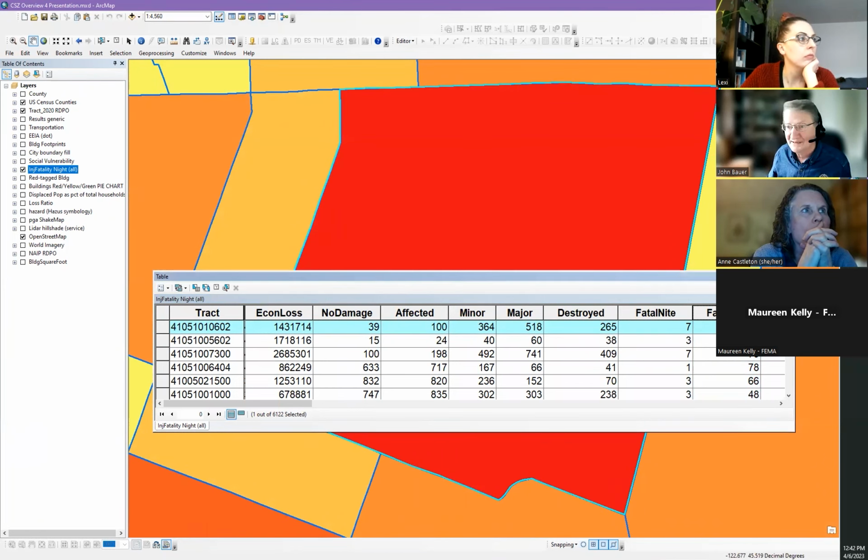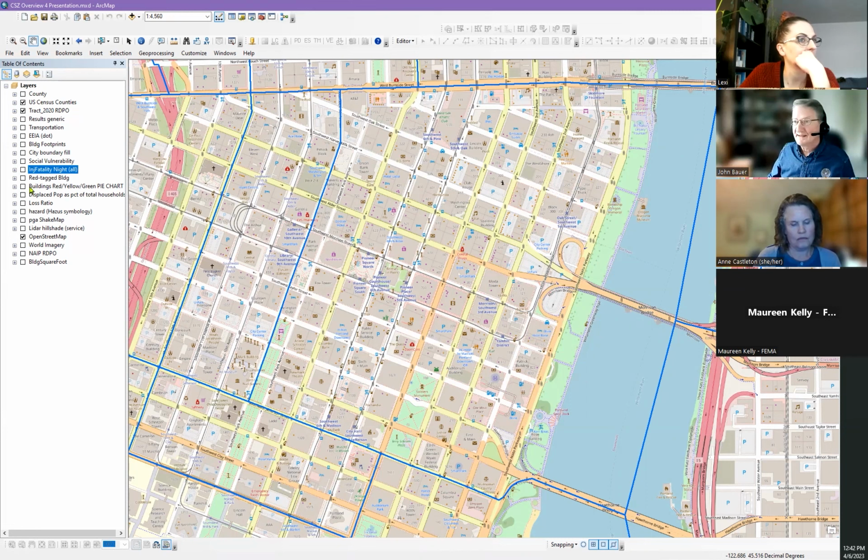Again, assuming a daytime occupancy, everybody's back at their office. Portland folks will know the situation of the buildings down here. Many modern ones, a lot of older ones too. So it's the older ones generally that are contributing to the high fatality rate there in the daytime. So that's an example there.